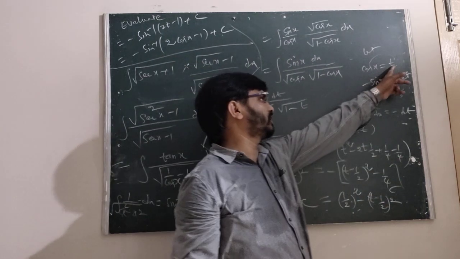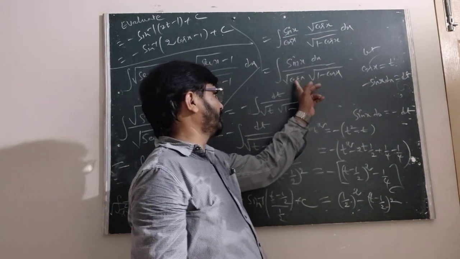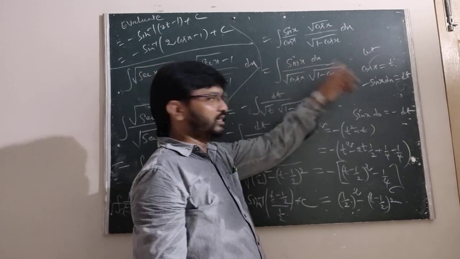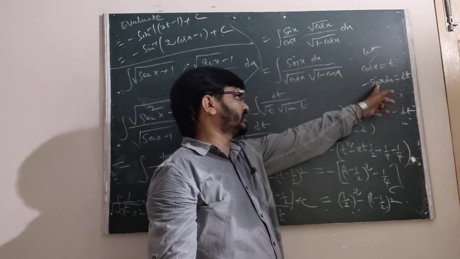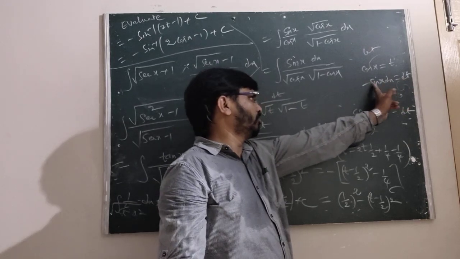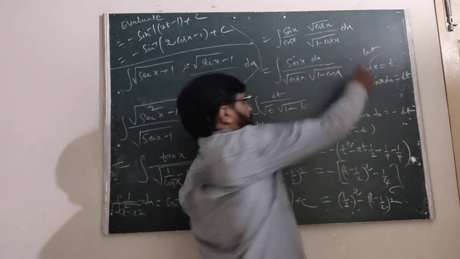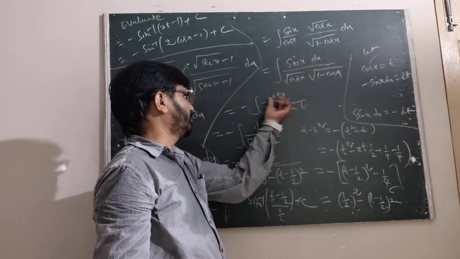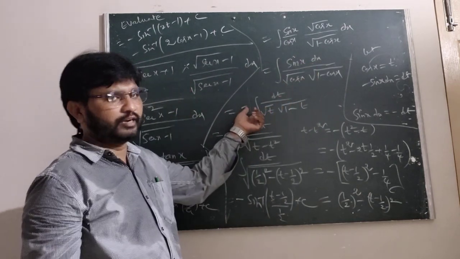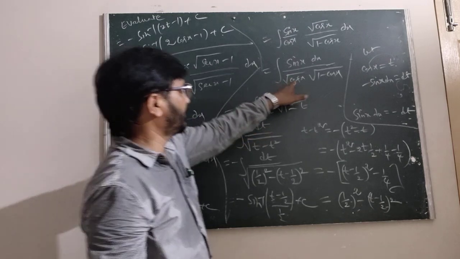That's why we are taking cos x as t. The derivative of cos x is minus sin x, so minus sin x dx equals dt. Now multiply with minus: sin x dx is minus dt. Therefore sin x dx is minus dt. We can write minus before. Therefore cos x is t, and we get t into t.